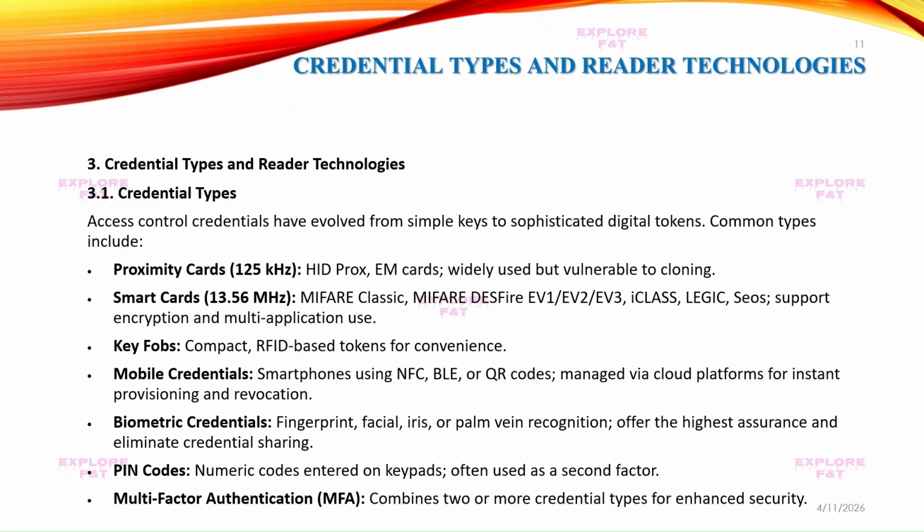In the third segment of the PPT, we will learn about credential types and reader technologies. Access control credentials have evolved from simple keys to sophisticated digital tokens. Common types include the following. See this proximity card. It works on 125 kilohertz frequency. Typically HID Prox and EM cards are widely used but vulnerable to cloning.